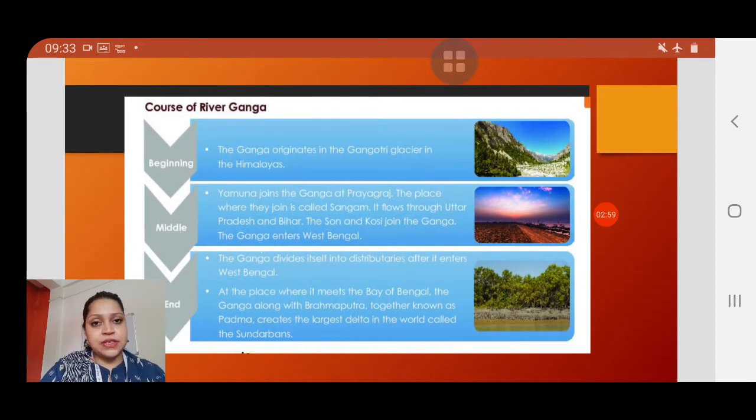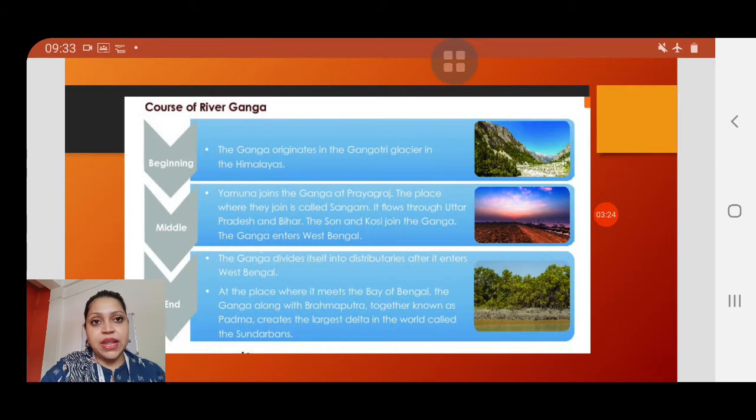First, we all know that the journey of a river starts from the source, from where it starts, and then it ends at the mouth, where it meets the bigger water bodies. So here also, in the course of the river Ganga, there are 3 courses: the beginning, that is the source, the middle, and the end, that is the mouth. So let's begin.